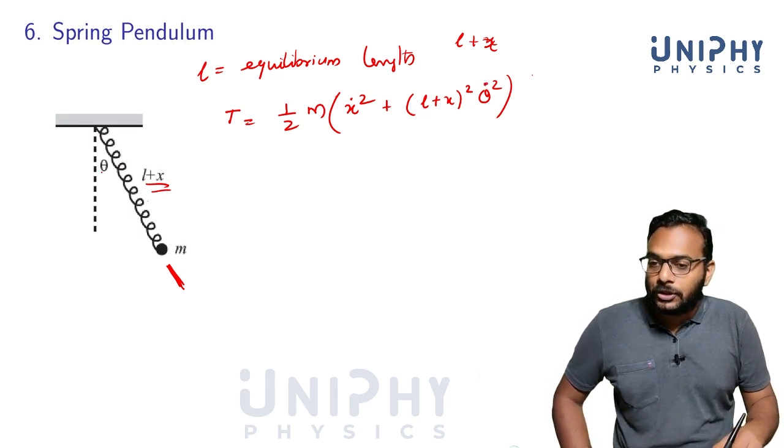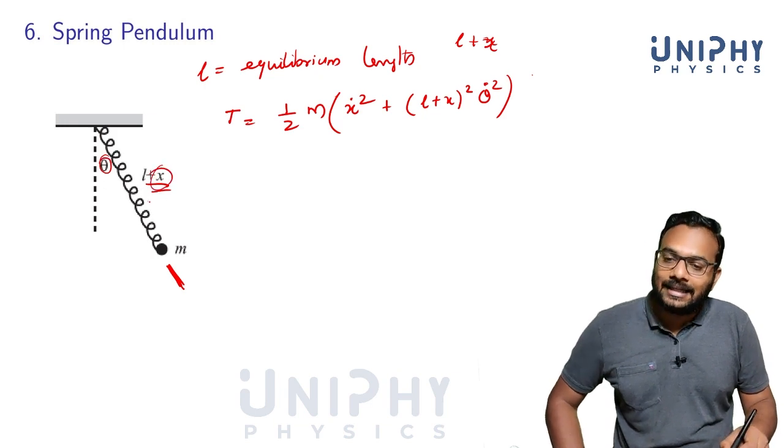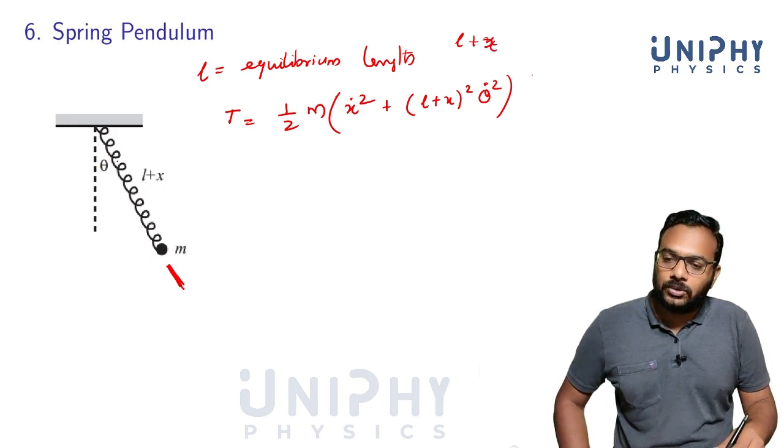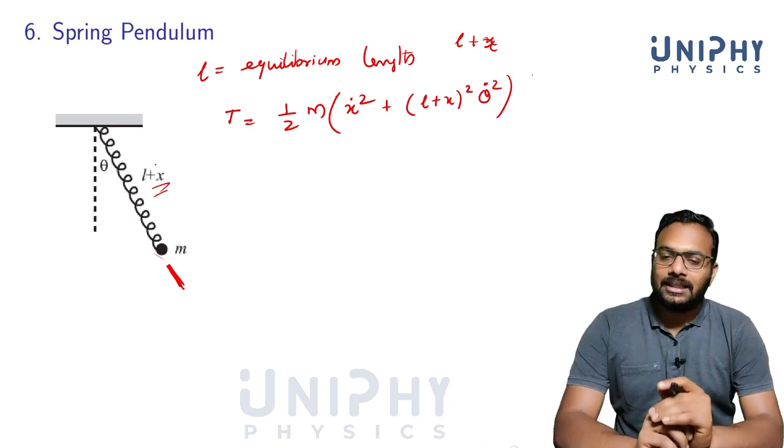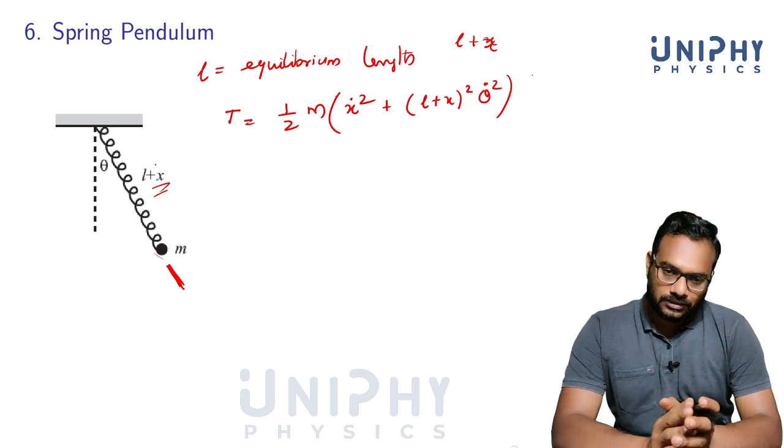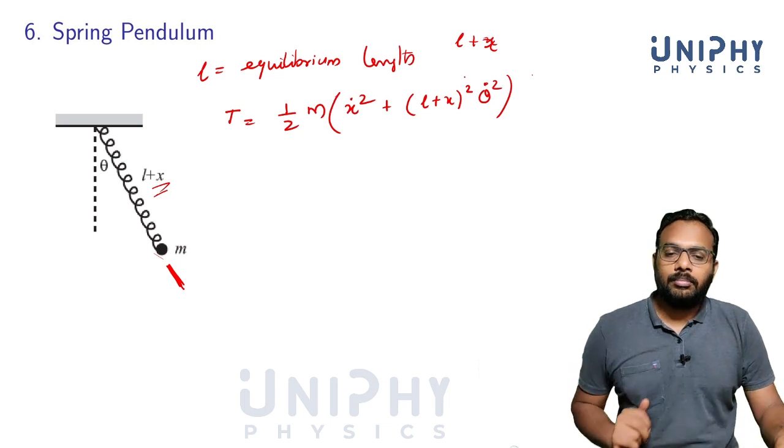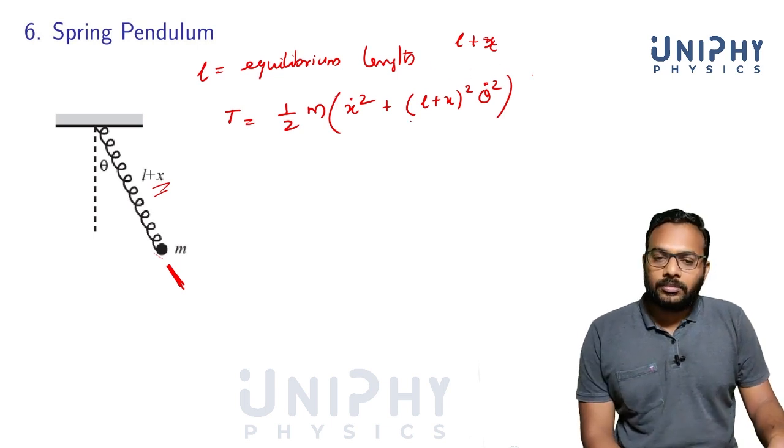So we need two generalized coordinates. We choose them as theta and x. Theta will tell you the angle at which this thing is, and x will tell you the elongation of the spring. Together that's enough to completely specify the configuration, or the state, of the spring pendulum. I hope this is clear.